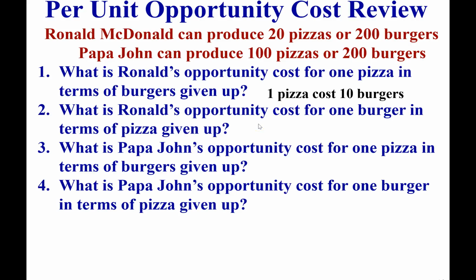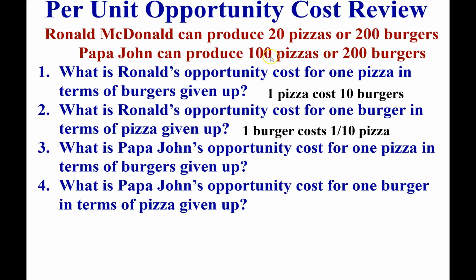Then we can take the reciprocal of that, or we can run through the calculation again, whichever you prefer. But his opportunity cost for one burger in terms of pizzas given up is going to be, for each pizza, he gives up 1/10 of a burger. Right. Again, Papa John, same concept, different numbers.